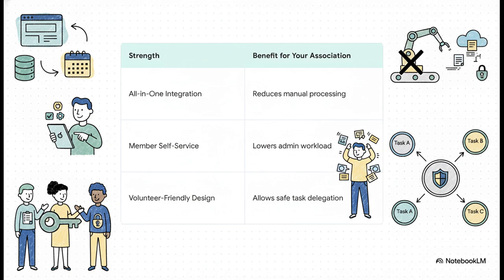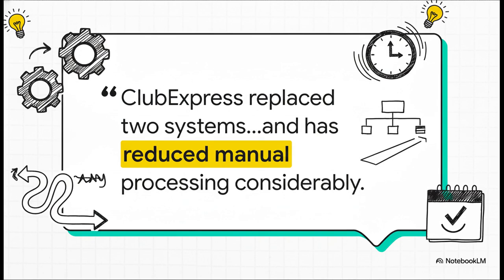The focus on member self-service is also a huge win. It just lowers your admin burden. And this last point here is brilliant for volunteer groups. It's designed so you can safely hand off tasks to committee chairs without giving them the keys to the entire kingdom. And hey, you don't have to just take my word for it. This user review from Software Advice just says it all. "ClubExpress replaced 2 systems and has reduced manual processing considerably." That is a real-world impact that saves a ton of time and, let's be honest, a lot of frustration.